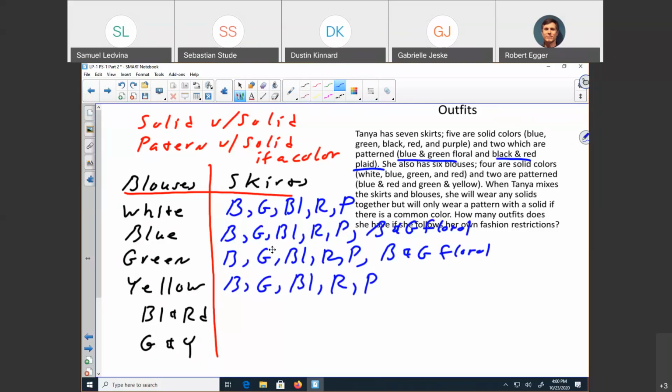All right, so now let's see. We have nothing about matching a pattern with a pattern. In fact, she'll only wear a pattern with a solid. So we have a blue and red blouse, and we have a blue and red skirt. Green and yellow blouse, and we do have green. No, we just have green. We don't have a yellow, so all we have is green.